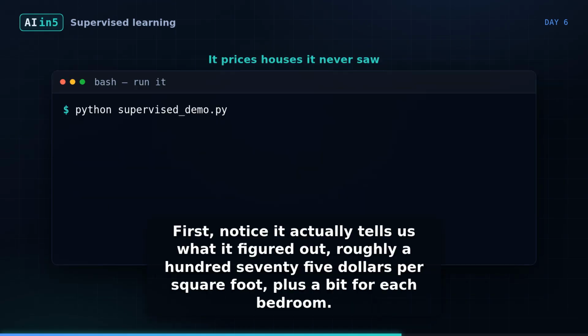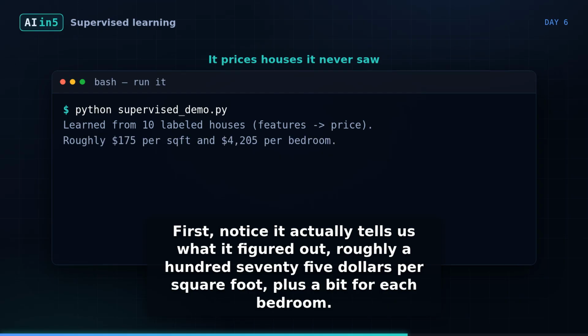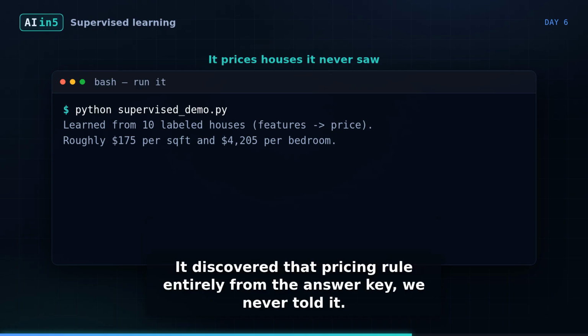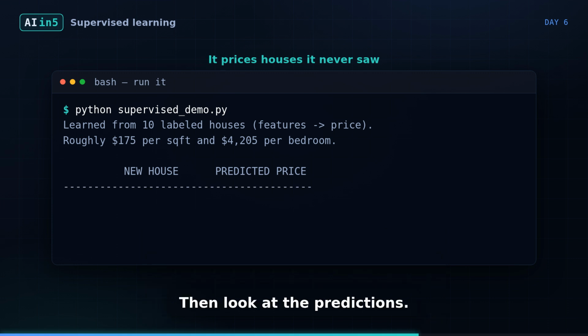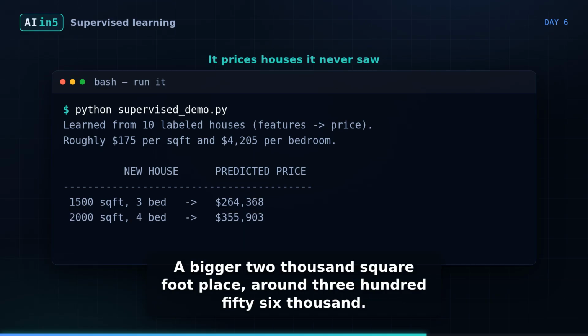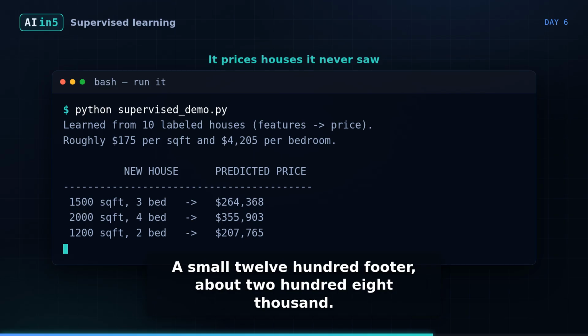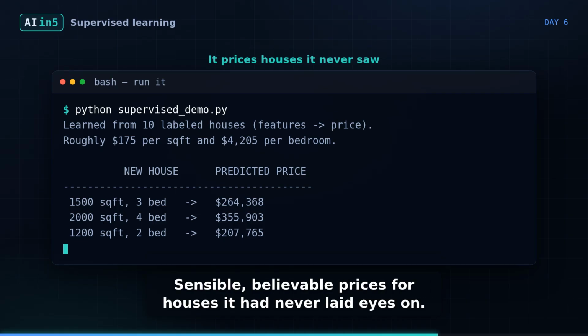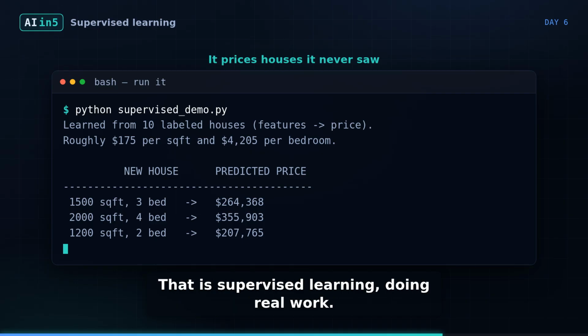And there we go. First, notice it actually tells us what it figured out, roughly $175 per square foot, plus a bit for each bedroom. It discovered that pricing rule entirely from the answer key. We never told it. Then look at the predictions. A 1,500 square foot, 3-bedroom home, about $264,000. A bigger 2,000 square foot place, around $356,000. A small 1,200 footer, about $208,000. Sensible, believable prices for houses it had never laid eyes on. That is supervised learning, doing real work.